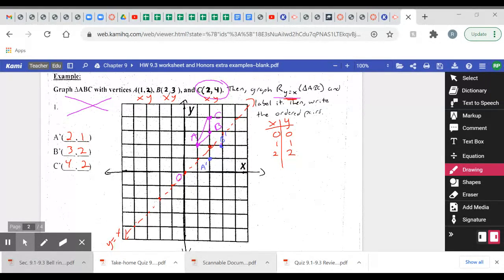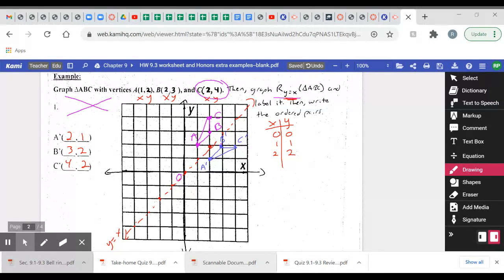And I can go 4, 2 for my C prime. If I go and get those connected, then again, double check yours. Make sure that A is the same distance away from the line of reflection as A prime, B is the same way as B prime, and C is the same distance away as C prime.